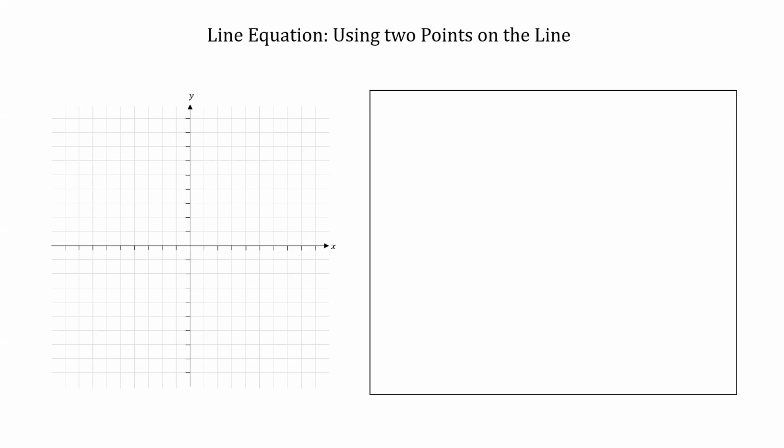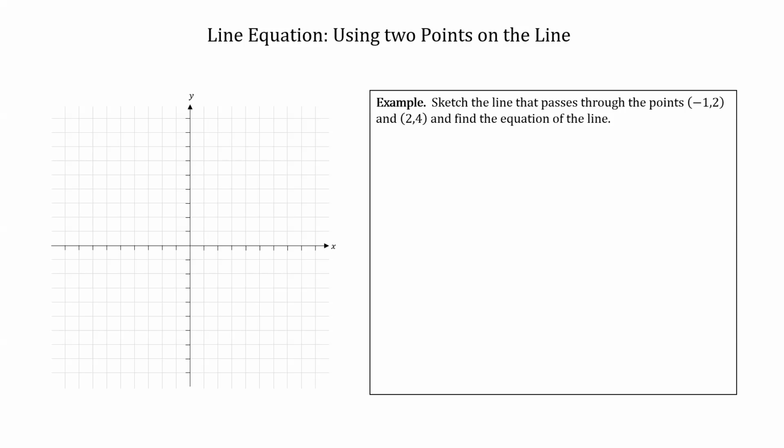In this video, we're going to see how one can derive the equation of a straight line when given 2 points which lie on the line. So we'll do this through an example. Sketch the line that passes through the points (-1, 2) and (2, 4) and find the equation of the line.